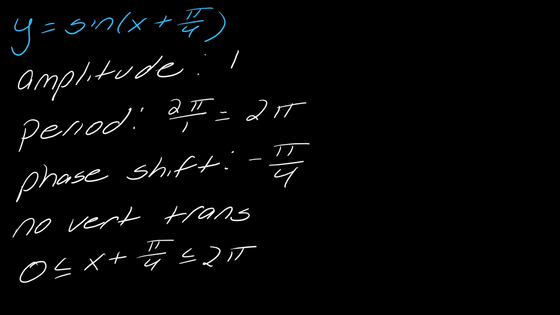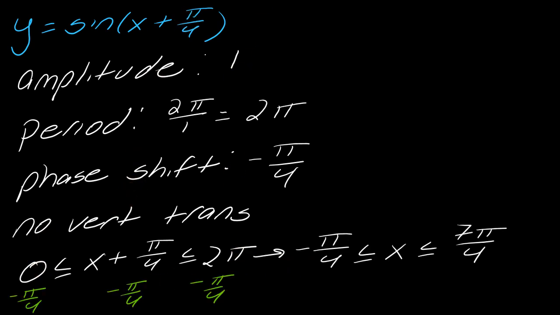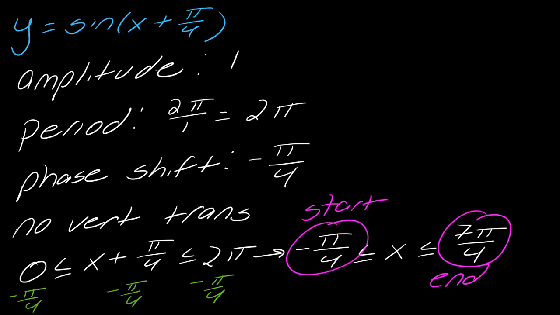So next I want to figure out my starting and ending points. So I take this inside piece, right, and I wedge it into this inequality. So I can go ahead and solve by subtracting pi over 4 from all sides. So I get negative pi over 4 is less than or equal to x, which is less than or equal to 7 pi over 4. So I've got my starting point and my ending point. This is what I'm going to fill into my table in a moment. You'll see how I interpret this information.